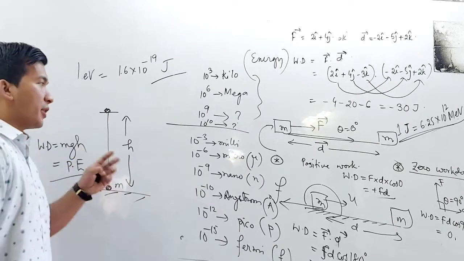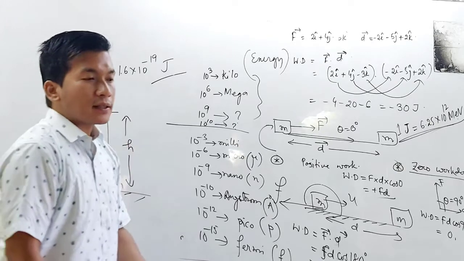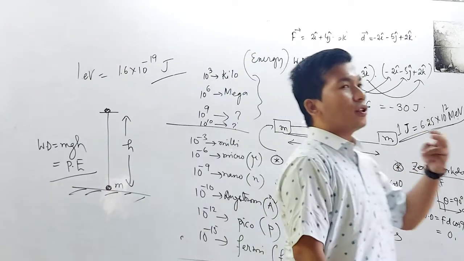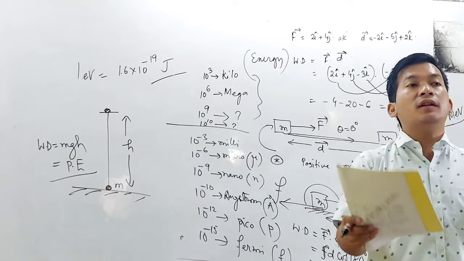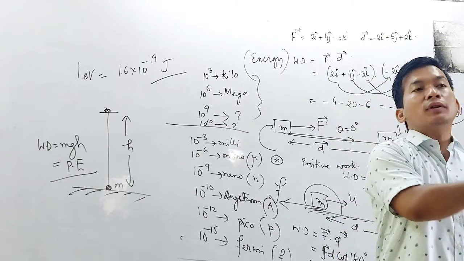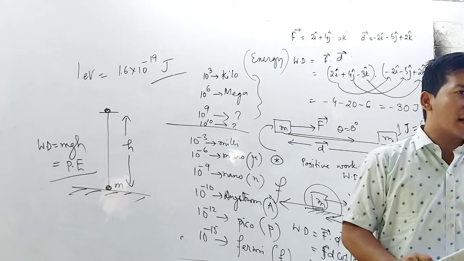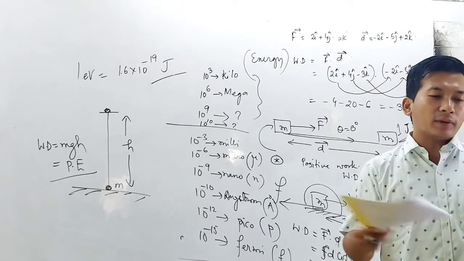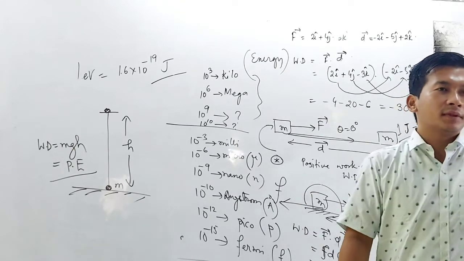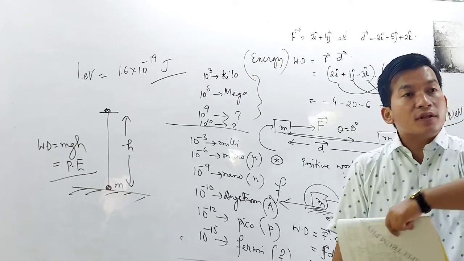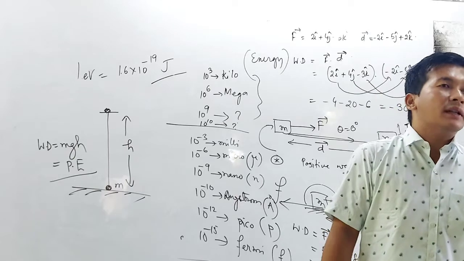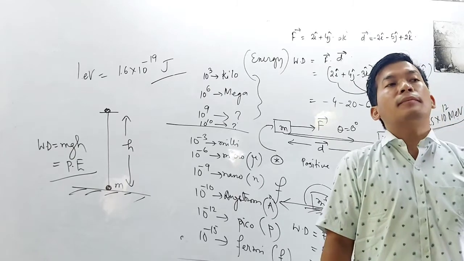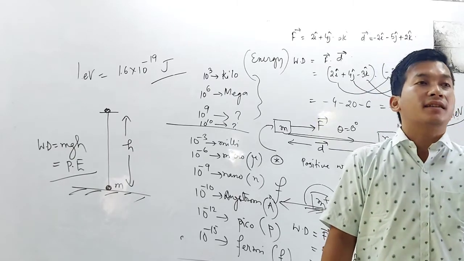This work done will be converted in the form of potential energy. What I am trying to illustrate is that whatever the work done, it can be converted either into potential energy or kinetic energy, depending upon the motion or the position of the object. If I am doing a certain amount of work and this work produces motion, then the work done by me will be converted into kinetic energy.